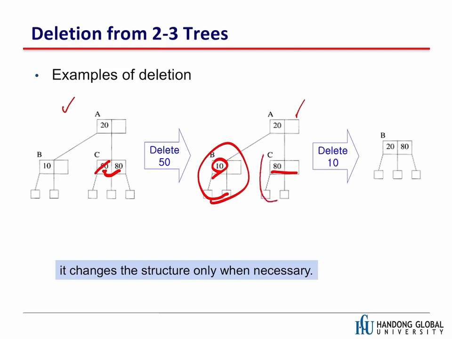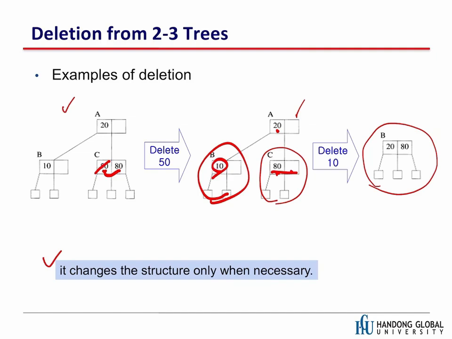Then we don't need this one as a child. If we have 2 nodes here, like if we had 80 and 90 here, then we can rotate. But we have only 2. Then just restructure. So just 1 node is enough to represent these 2 keys. Okay. So when we delete the nodes from 2-3 trees, then it changes the structure only when necessary.